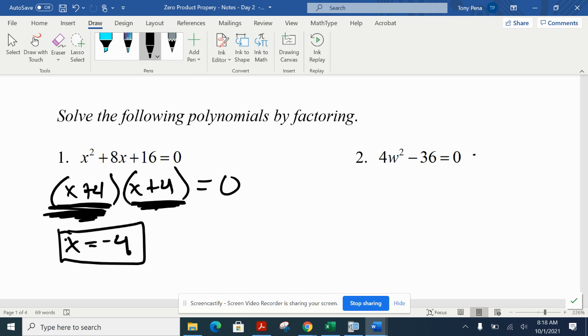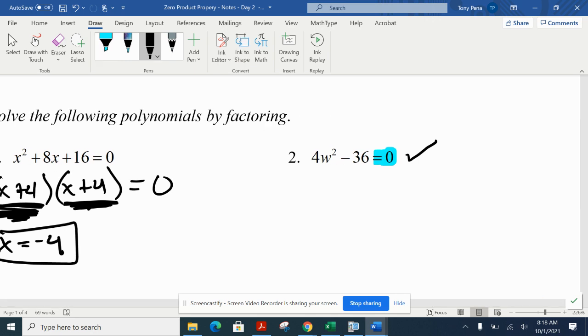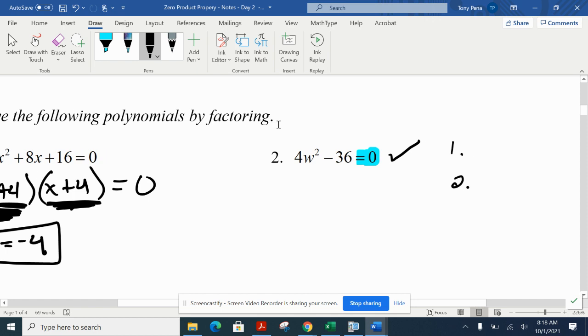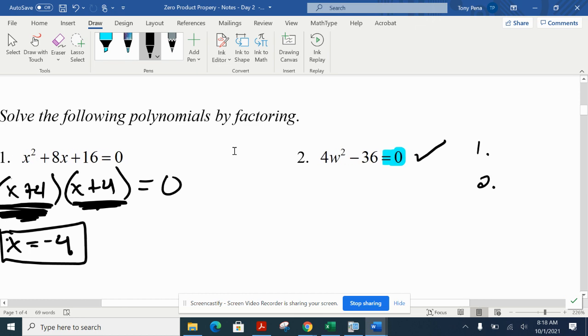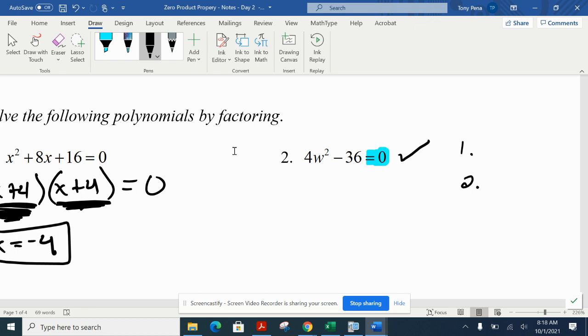All right, number 2, before we do this together, try that guy. So it's in the right order. We have it set equal to 0. That's necessary. And then these are in descending order. You have your w squared, and then you have your 36. So this is a binomial. See if you remember the 2 things you look for to factor a binomial. And then write down what you think your answers are, if you get that far.